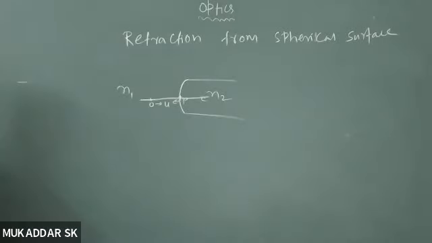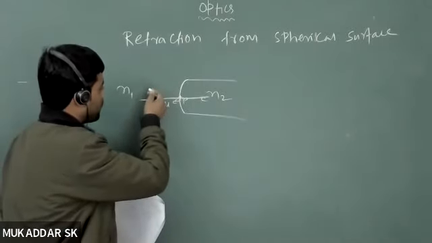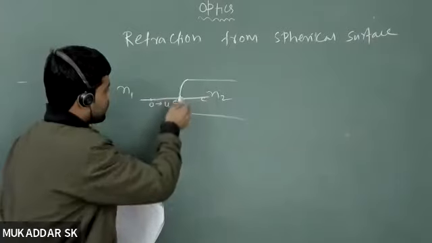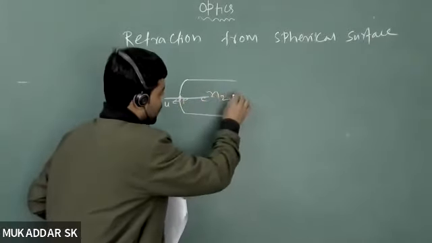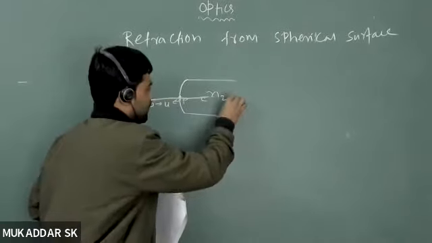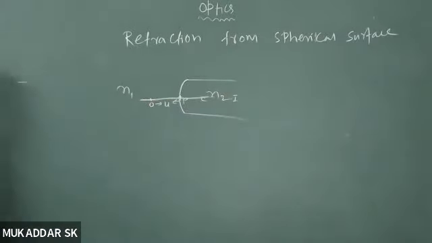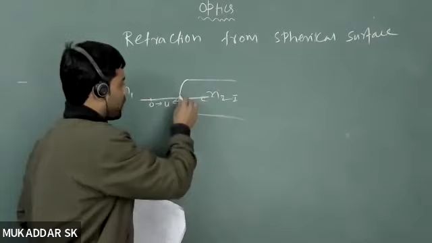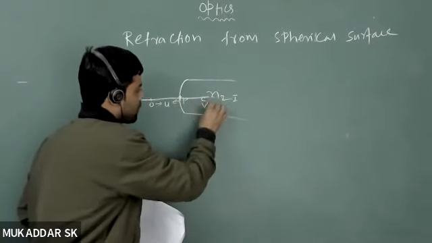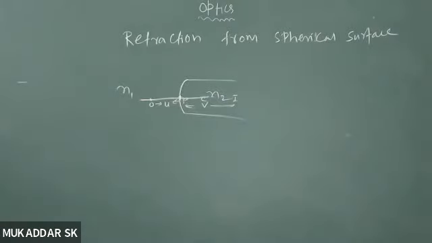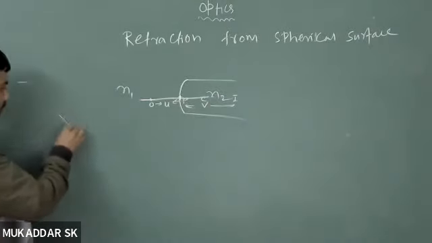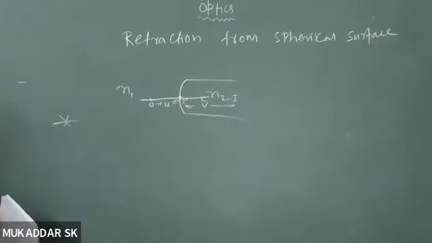Then from this point object, a ray will strike this surface, right? And it will create an image somewhere. Let us define that the image is created here. I assumed that the image is created here at a distance of v from the pole. Okay? So there is a nice formula for refraction from a spherical surface.